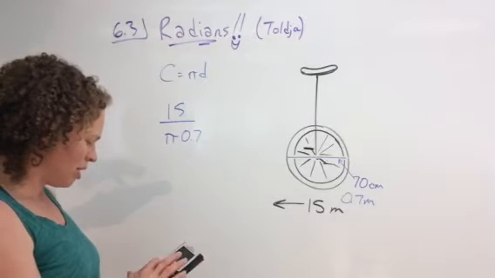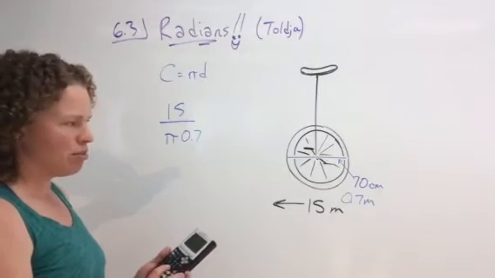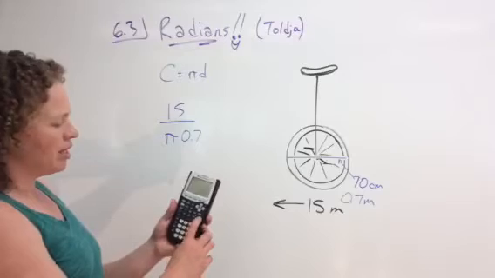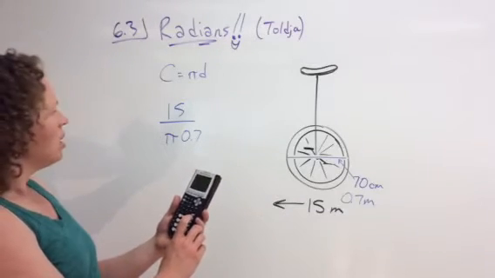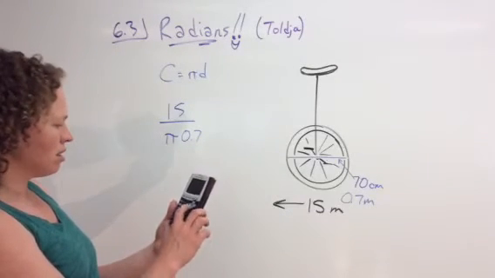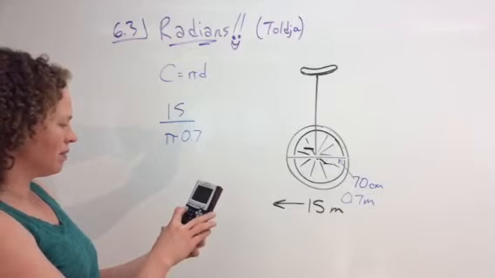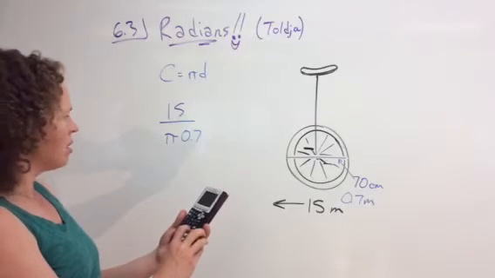15 divided by, I found my pi button. Thank you, Bella. Mine is right under the clear button. And I should have put a bracket in there. Pi times 0.7.